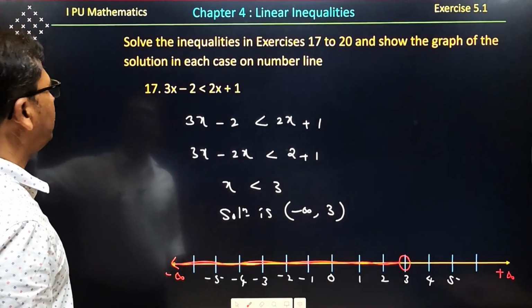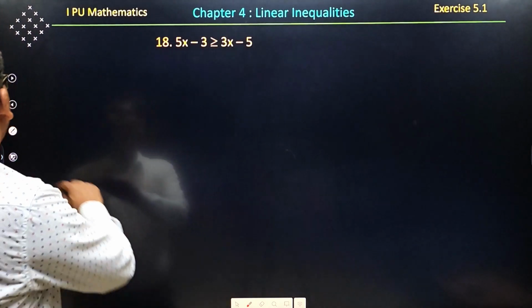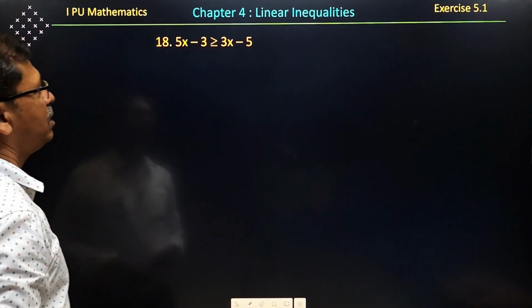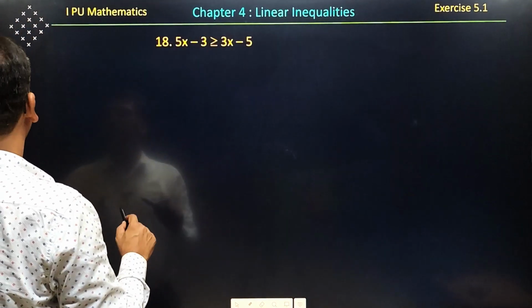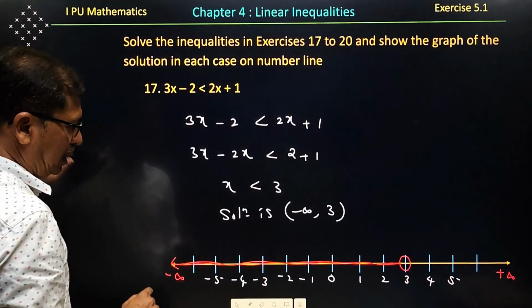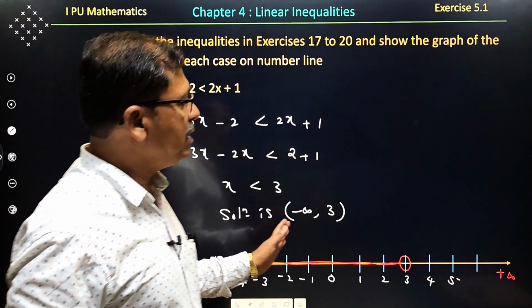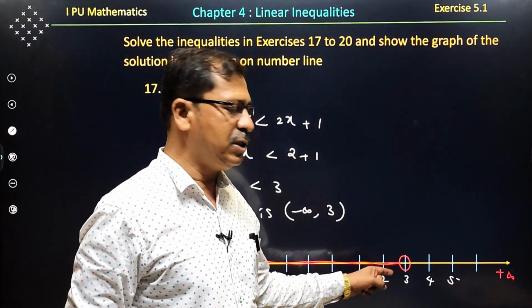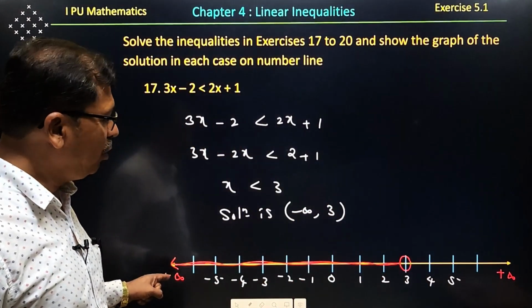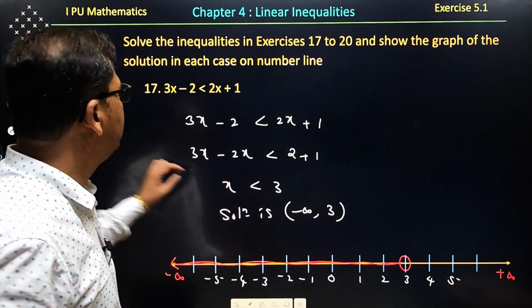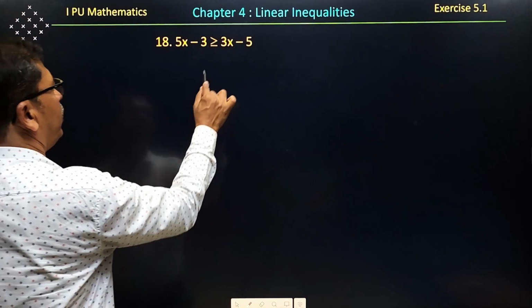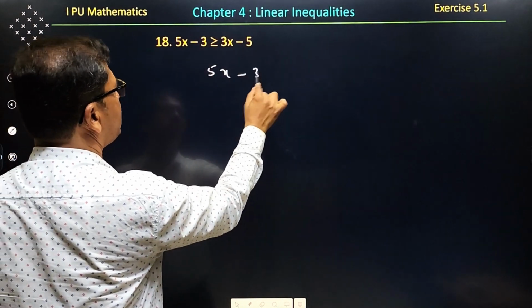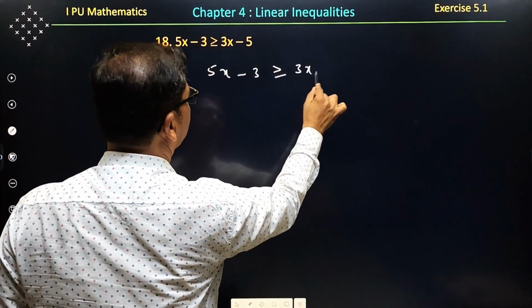Now let me continue with the next example. What's the next example? 5x minus 3 is there here. Observation: minus infinity to 3 means 3 is to be excluded, and up to minus infinity all of this you have to highlight here. So further, for the next example, take 5x minus 3 which is greater than or equal to 3x minus 5.